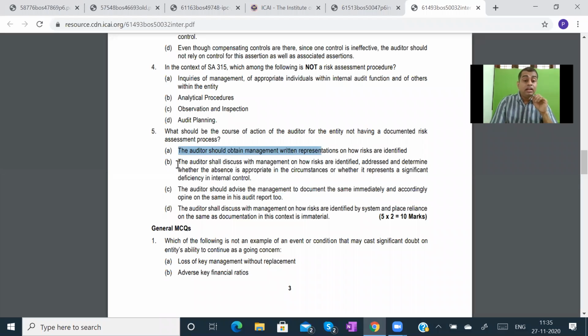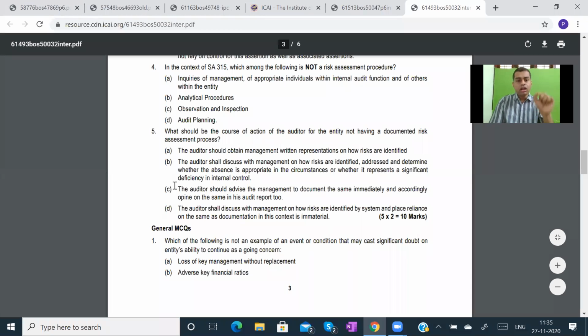Okay. Then B and C, the auditor shall discuss with management on how risks are identified. Up to this, B and D are same. So B and D will be confusing. B says identified, assessed, determined whether the absence is appropriate in the circumstances. That means documentation is absent. Whether it represents a significant deficiency in the internal control.